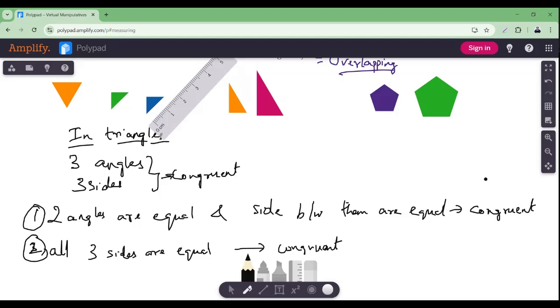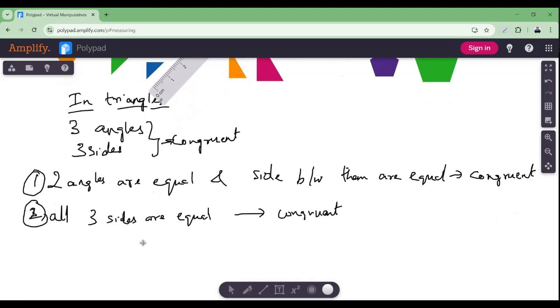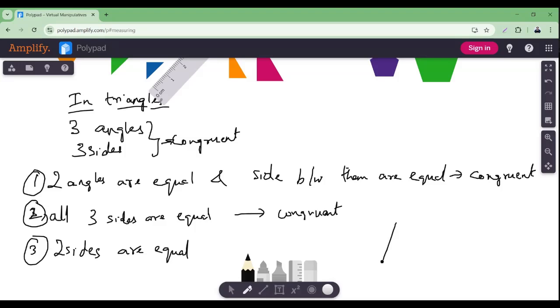Now let's take another scenario. What if we know only two sides? The third situation is that we know only two sides are equal. If we know only two sides are equal, then what other thing will be required for us to say that they are congruent? Let me draw triangles. I know this side and this side, and they are equal.